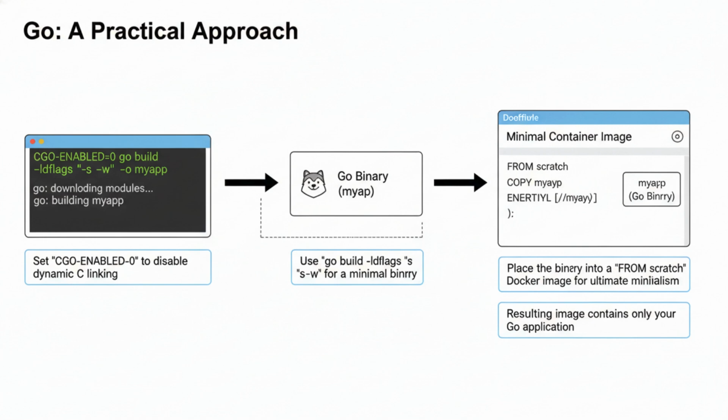For further optimization, you can add -ldflags "-s -w" to strip symbol tables and debug information, making the binary even smaller. This tiny binary can then be placed directly into a FROM scratch Docker image, which is an empty base image, resulting in the smallest possible container image. It's a powerful combination for ultimate minimalism.